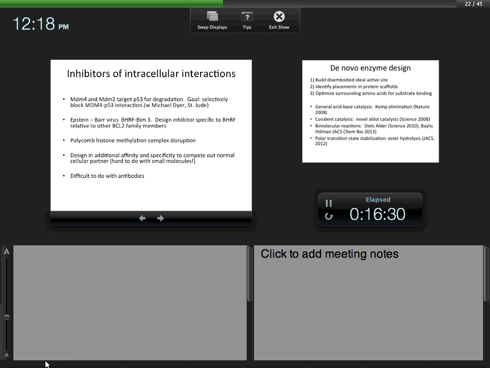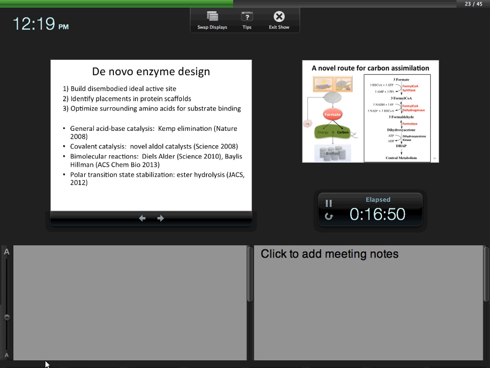And finally, we've been able to make proteins that disrupt the histone methylation complex, which is interesting for a number of reasons. I put these here because if there are people in the audience who have protein-protein interactions they'd like to disrupt, I think we're getting pretty good at it. Okay, but what I thought I'd spend a little bit more time on is small molecule stuff, because I thought that might be more interesting.